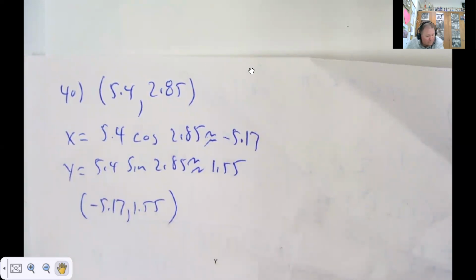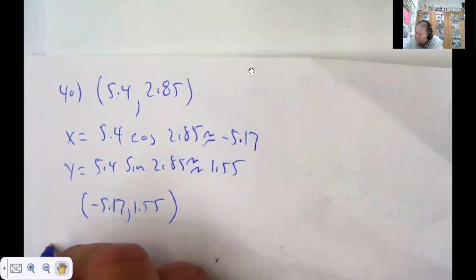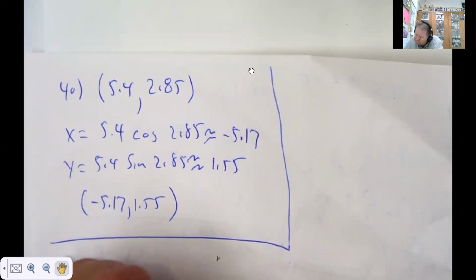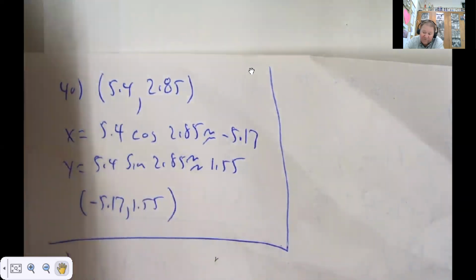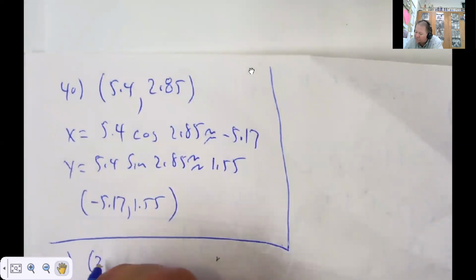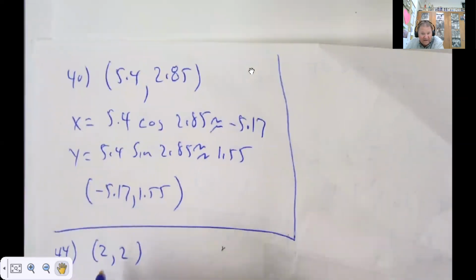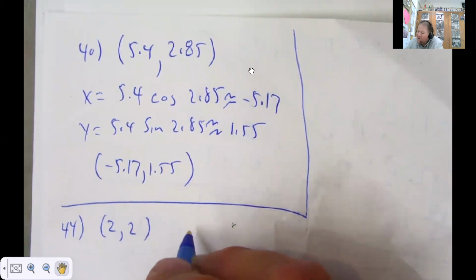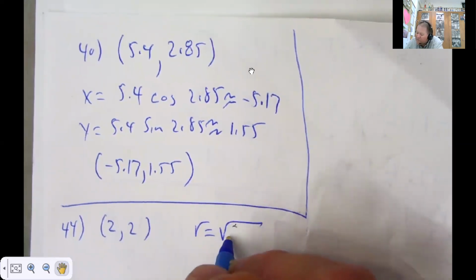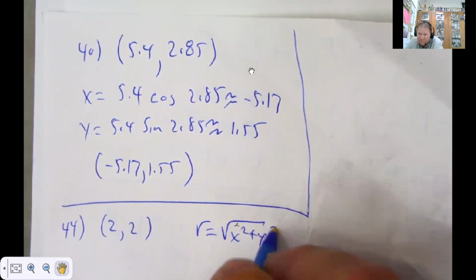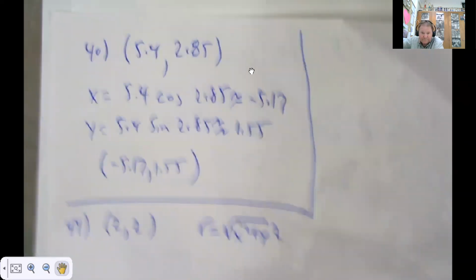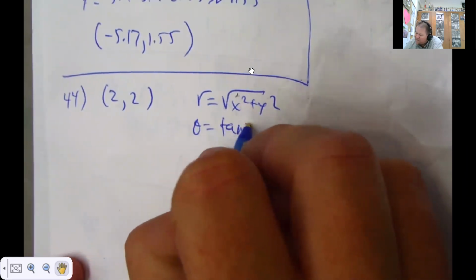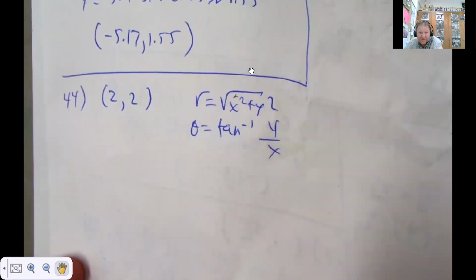Okay. 44 is 2, 2. I already know what it is. Anybody that has been around enough, or even you guys probably got it. So it's 2 comma 2. Let's talk about it. That's x and y. So now we have to turn that to r and theta. r is always the square root of x squared plus y squared. And theta is the arctangent of y over x.